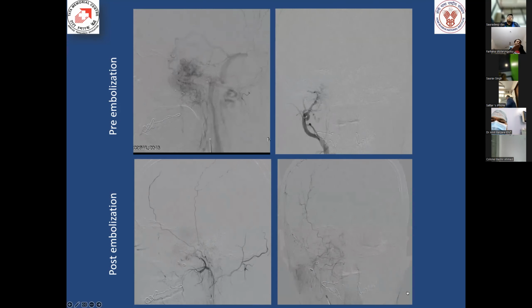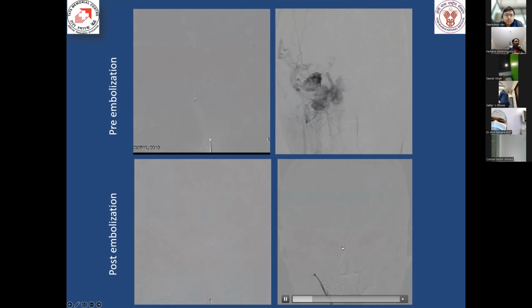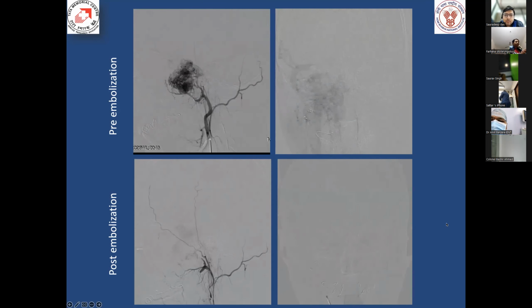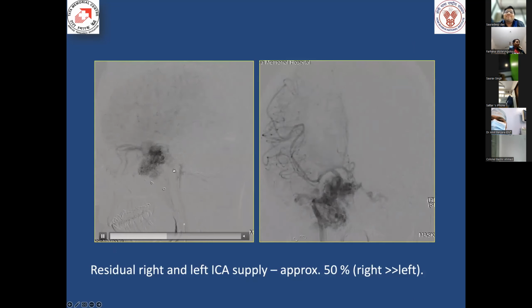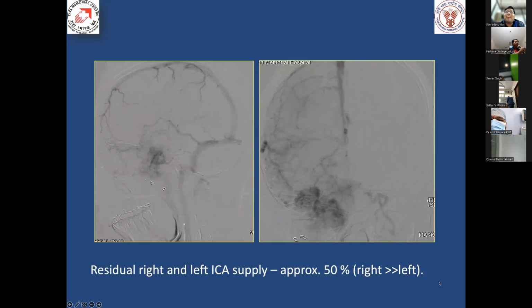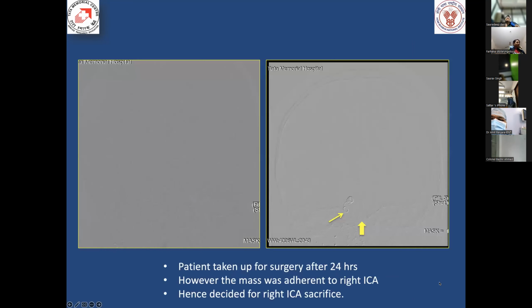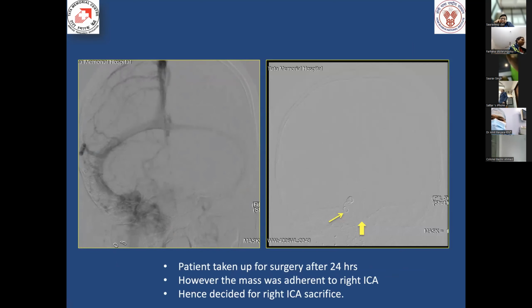So the lower one is post embolization. You can see that there is a significant reduction in the blood flow. But the ICA, there was quite a bit of supply from the ICA. But then we did not go ahead with the percutaneous embolization. But on table, the mass was adherent to the ICA and it continued to bleed.